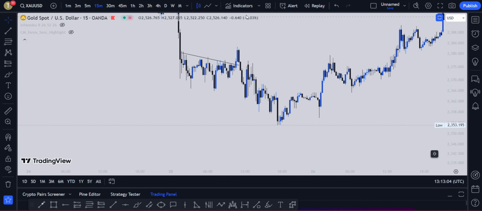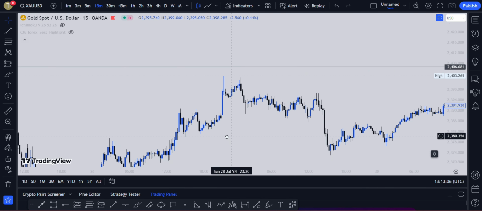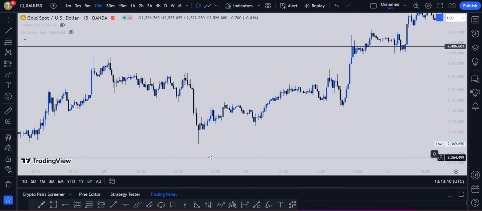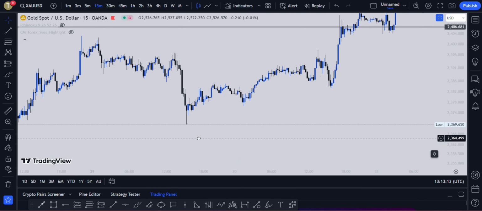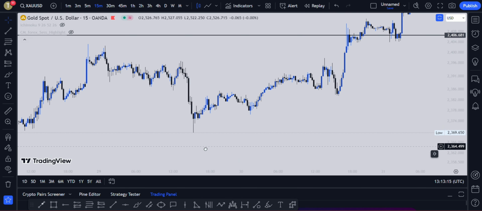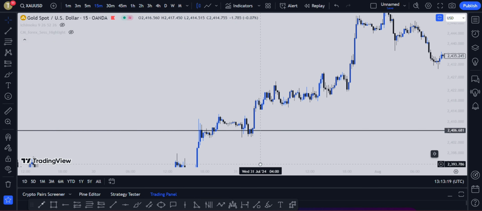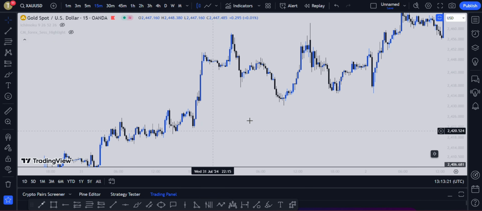And the same thing happens here. Let's see if we're going to spot another channel for a break and retest of, okay, let's see, this is not a good one. It's not a good one. Let's see if we're going to have a clear channel again.